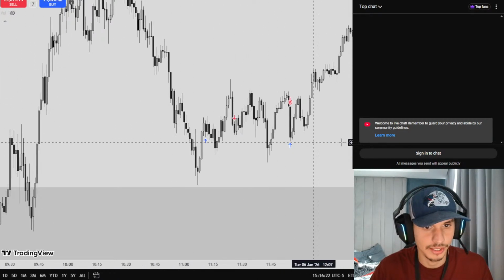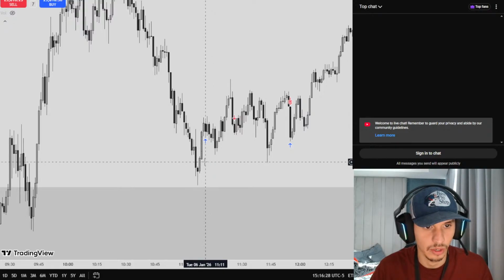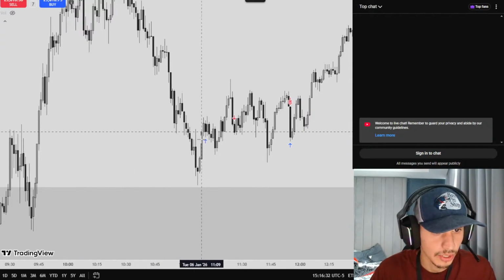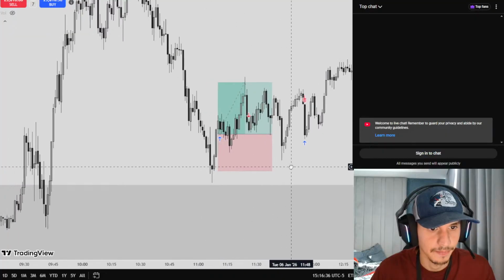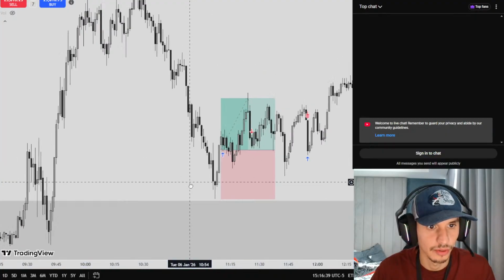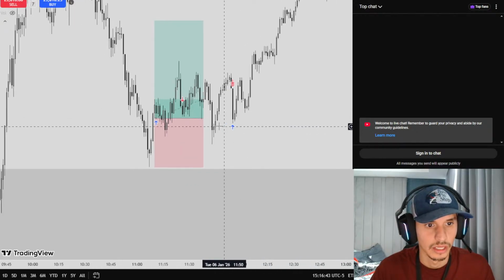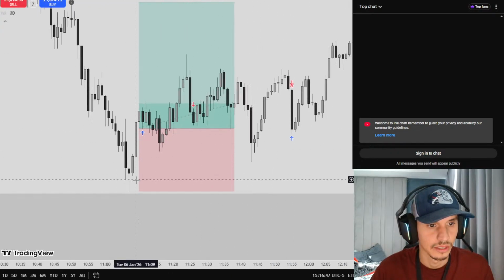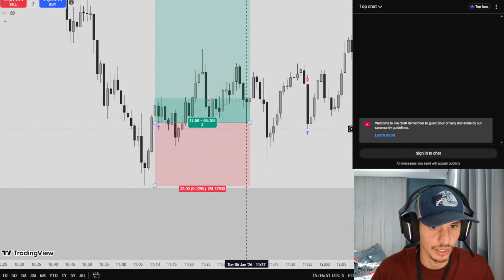The first long was in the second macro right here, just about 11:07, 11:11. We took a long on the tap right there. Our stop loss was below this low. Take profit just above this high. The reason why we didn't capitalize on this trade was because my stop loss was way too wide.